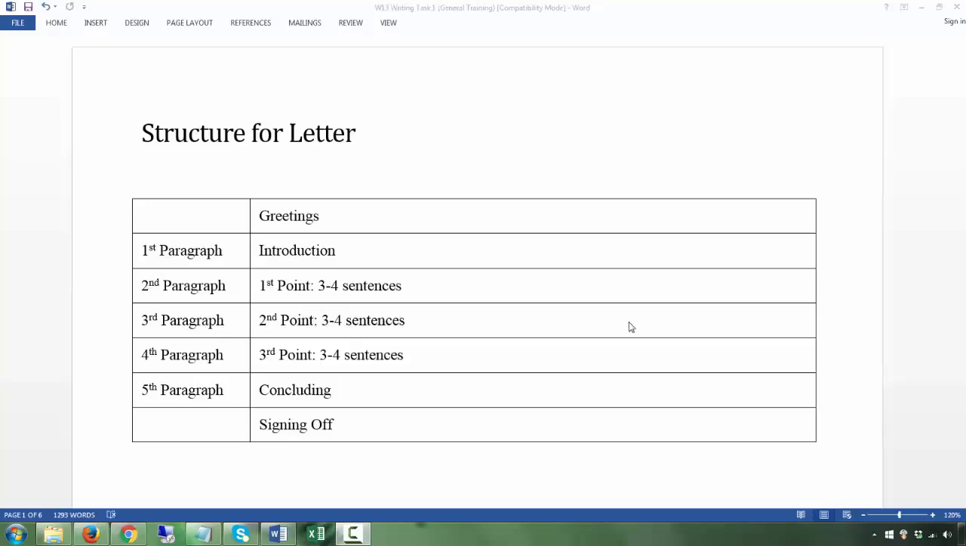Okay, so let's get into task 1 right now. For task 1, this is a format that you can use. Firstly, let me just go through the big picture. You have the greetings, then after that you will have the first paragraph, which we'll call the introduction paragraph. Your second, third, and fourth paragraphs basically are going to address the bullet points. All right, let me show you what I mean by the bullet points.